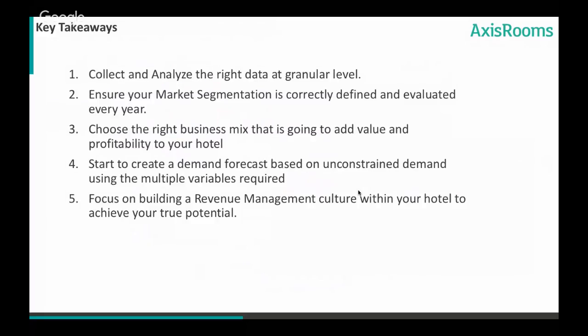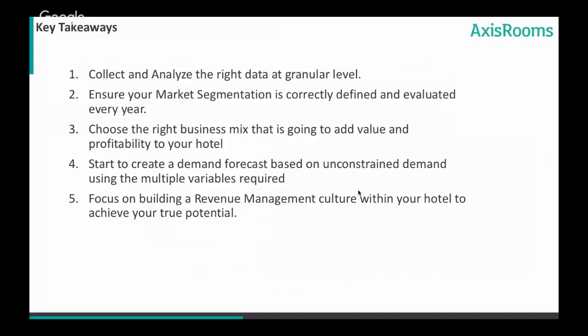So some key takeaways for you. Collect and analyze the right data at a granular level. Ensure your market segmentation is correctly defined and evaluated every year. Choose the right business mix that is going to add true value and profitability to your hotel. Don't just focus on one level of business that you've got coming in. Have a look at what is going to be the more profitable business for you. So maybe 30% of the business coming from transient, 40% coming from a different segment. That's what's going to make you the most profitable hotel. That's what you should be focusing on.